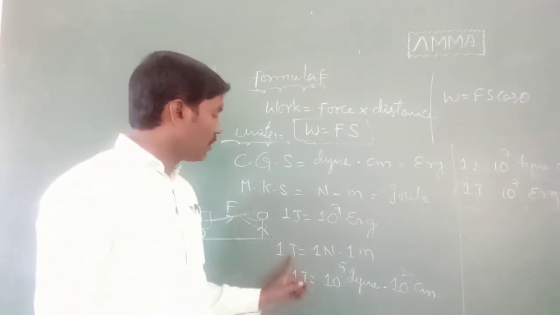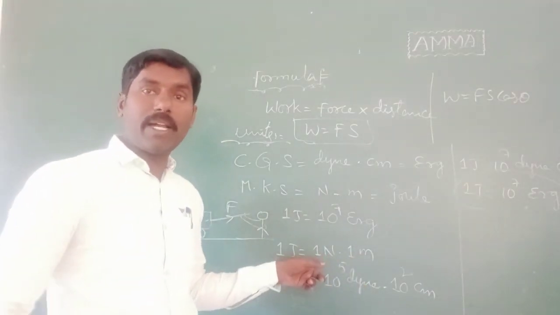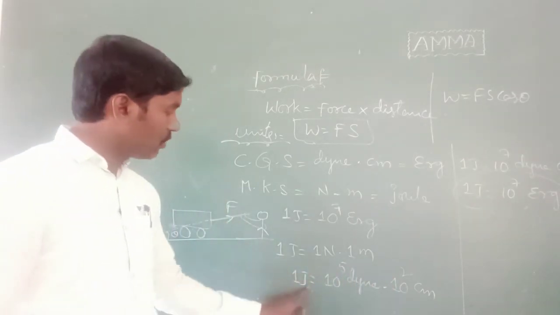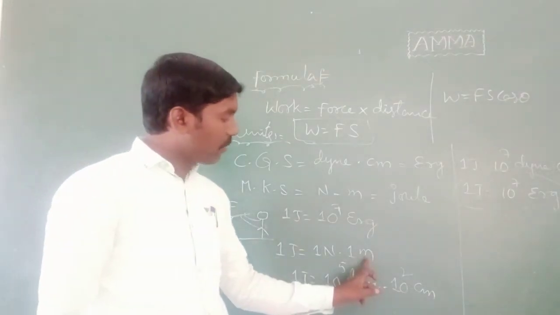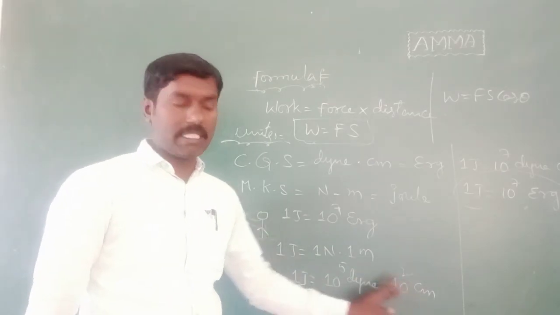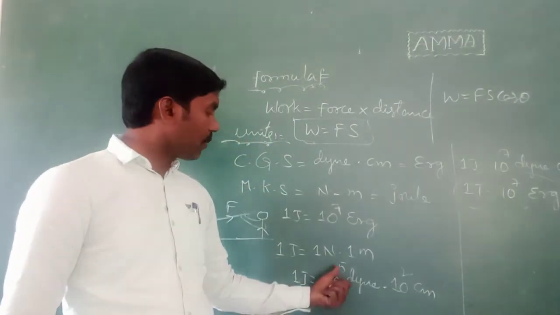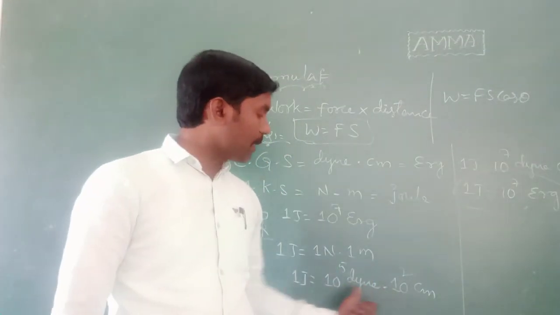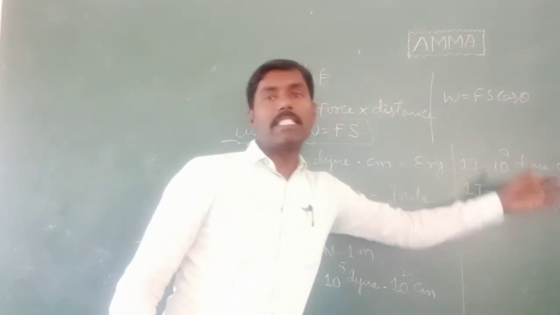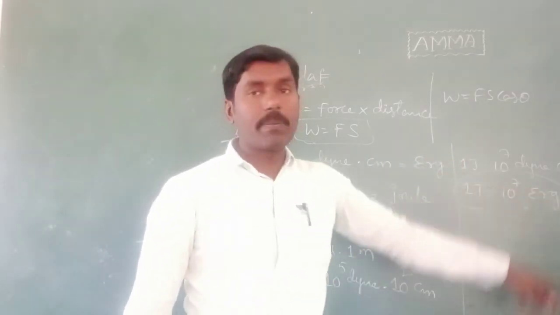Then we found 1 joule is equal to 1 Newton into 1 meter, meaning when 1 Newton of force is applied on the body and it displaces 1 meter, then we can say 1 joule of work is done on the object. So 1 joule is equal to 1 Newton, which is 10 power 5 dynes, and 1 meter is equal to 100 centimeters, which in power form is 10 square centimeters. Then 1 joule is equal to 10 power 7, because of 10 power 5 into 10 power 2. Bases are same, powers we have to add. So 1 joule is equal to 10 power 7 dyne centimeters, also called erg. That's why 1 joule is equal to 10 power 7 ergs.